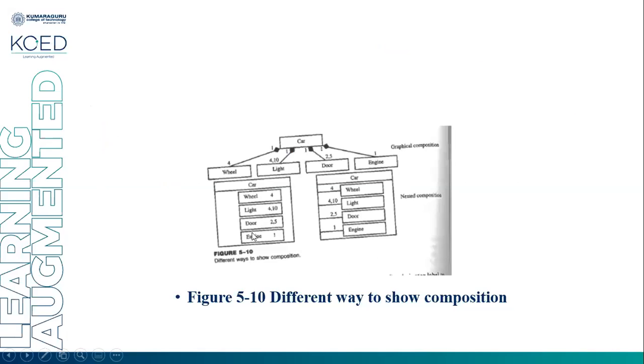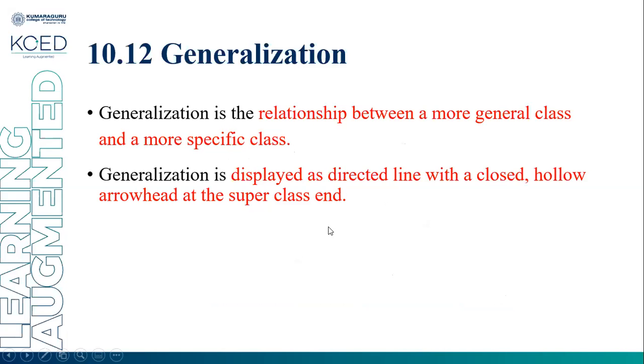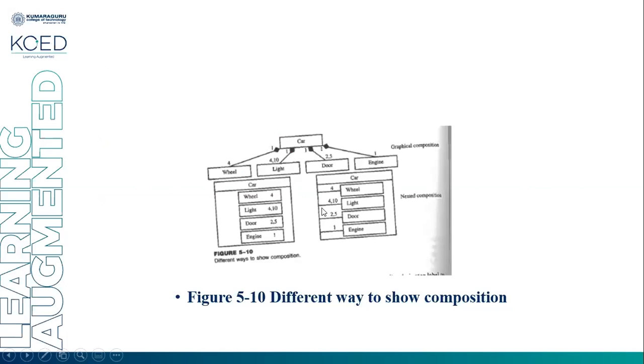It can be represented in a different way. Car is the whole. You can attach various rectangles for each part, and you have to mention the number. Otherwise, within the car class, you will have a line for each part, and you will give the cardinality, I mean the numbering, like this. In both ways we are able to represent the composition.